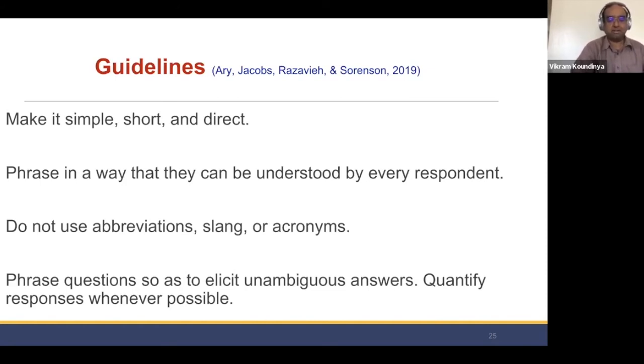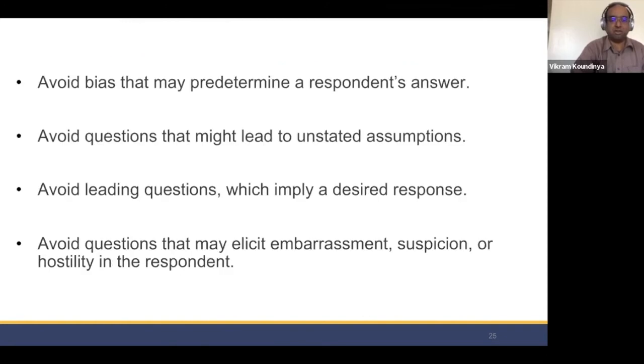Then the next guideline is to write the questions in a way that we can get unambiguous answers. Quantify responses wherever possible so that everyone taking the survey has the same type of understanding. For example, words like regularly or frequently may mean different things to different people. So if possible, quantify those responses and operationally define what regularly means for this particular question.